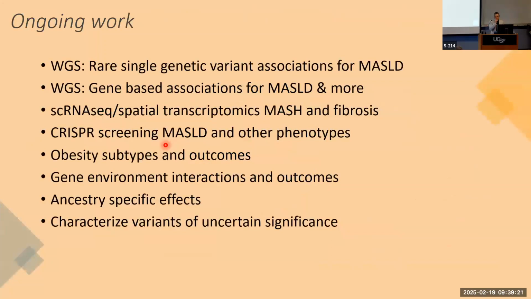And so what other stuff are we doing? We're going more to whole genome sequencing now to look more for rare genetic variants that predispose to these traits. We're doing some single cell and spatial transcriptomics, CRISPR screening, as I mentioned to you. We're looking more at obesity subtypes, gene-environment interactions, ancestry-specific effects, and then also doing a little bit of work in characterizing variants of unclear significance.